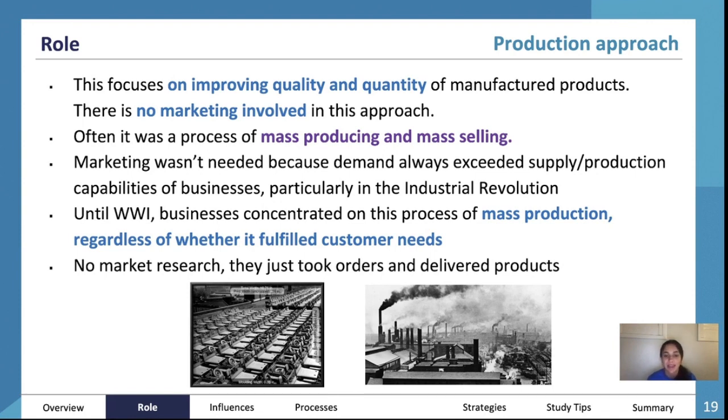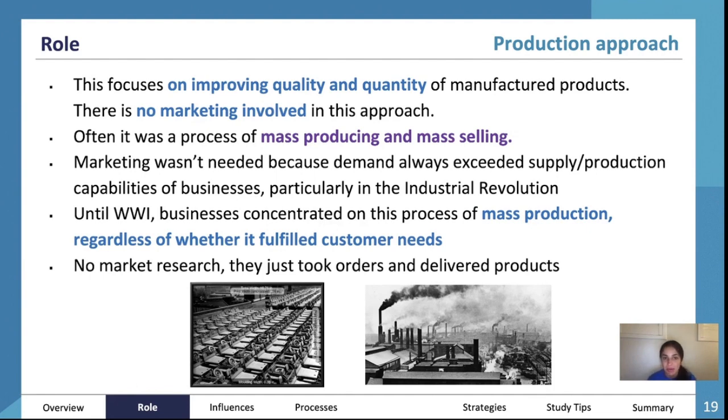But they didn't really care if the customers needed it or wanted it. They were like, okay, we're just going to make this. We're going to make this much. It is what it is. There was no market research. So they didn't consider, do the customers like it? What color do they want? How many should we make? They just took orders, and if they got the order, they would just go and deliver it, and that was it.